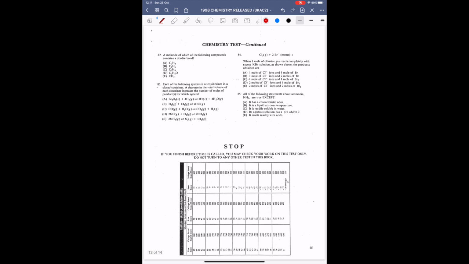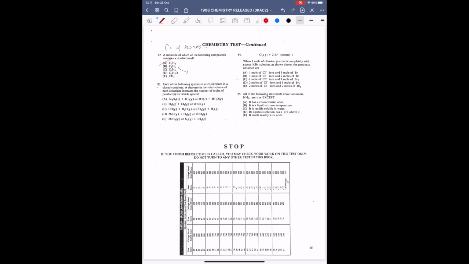82. Which of the following molecules, or a molecule of which of the following compounds, contains a double bond? So here we actually need to draw these. So we know that carbon has 4 valence electrons, so it can only form 4 bonds, right? Let's draw A. A looks like this, and branches are just carbons. So this does not contain a double bond, so it's not A.